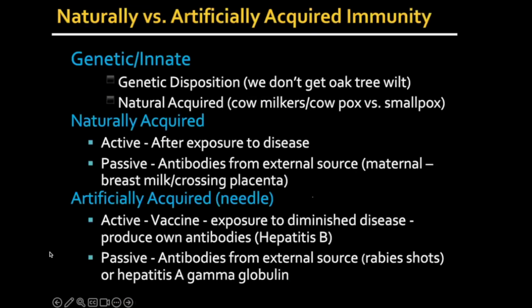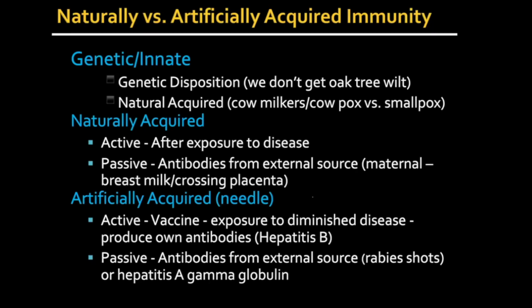Okay. Now, this is kind of tricky. We have different types of acquired immunity. How do we get immune to a certain pathogen? There are several, and I have a flow chart, so we'll go through this. First of all, you have genetic immunity, and that's going to be on the very top.